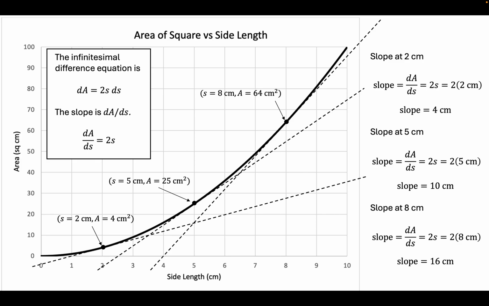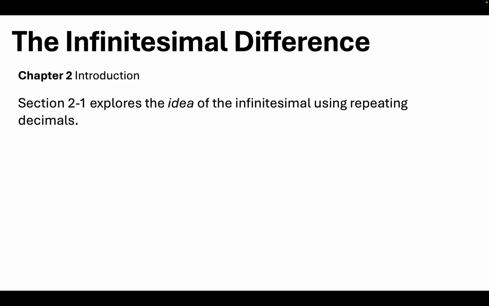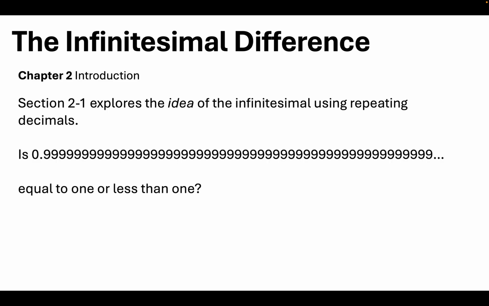We don't know dA, we don't know ds, but we know that dA over ds is 2s, and that is where it's useful. So in this chapter, we're going to explore the infinitesimal difference, and we're going to start in section 2.1 with the idea of repeating decimals. So you have this decimal, 0.9999999, it goes all the way out to infinity. Is this equal to 1, or is it less than 1? Think about that before you watch 2.1.